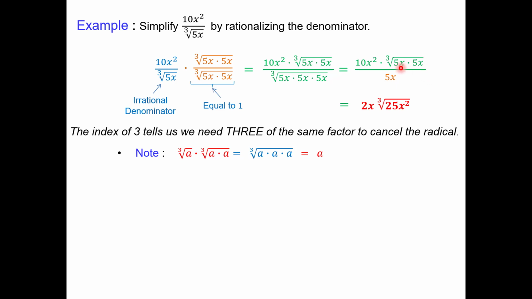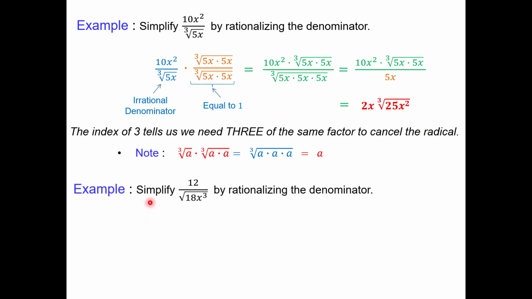And so on top, we can say inside the cube root, this is 25x squared. And then the 5 and the 10 divide to make 2. And then one of the x's on top divides with one of the x's on bottom. So this is the simplified version here. So you can imagine if this was a fourth root, we would need 4 of the same factor inside of the fourth root to get rid of it, to get rid of the radical.